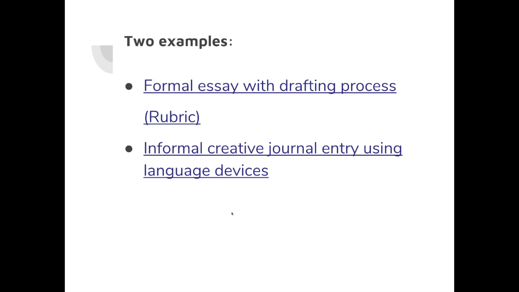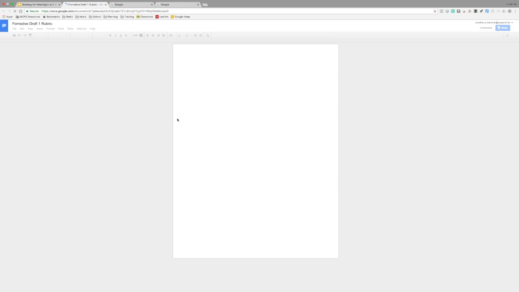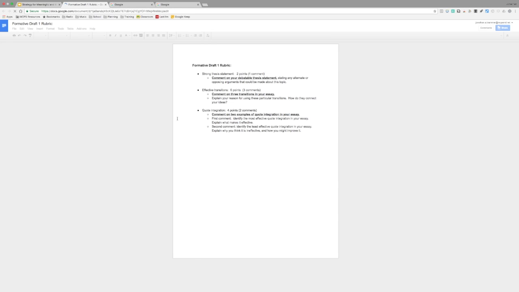So I've got a couple examples for you. The first is a longer formal essay that my IB 11 students write. There's a formal IB rubric, but for each step of the drafting process I create a shorter rubric that hones in on what I want them to look for. So in this rubric, there are 3 things that I'm going to give them feedback on.